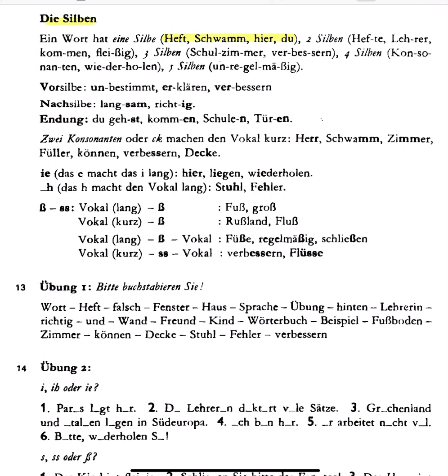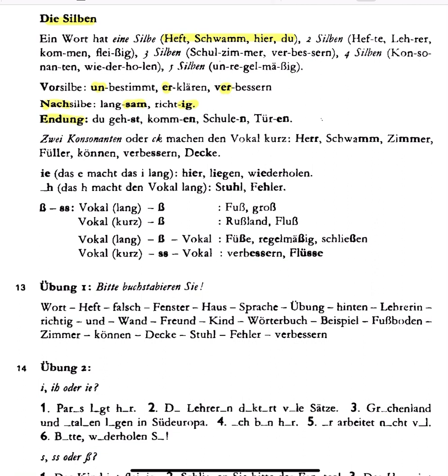Also, we have a Vorsilbe. We call it prefix. For example, it comes before the noun or verb, for example ver-, un-. Unbestimmt, erklären, verbessern. Or we have a Nachsilbe, suffix: langsam, richtig. Or we have an ending, at the end, for example we add to gehst, kommen, Schulen, and Türen.